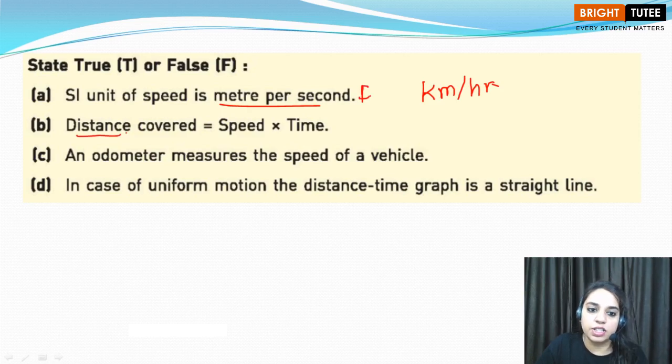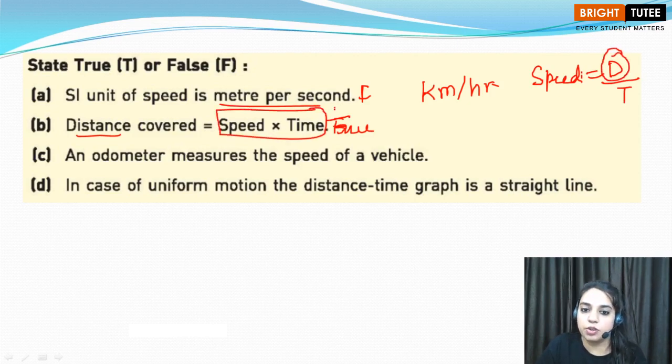Then children, distance covered is equal to speed multiplied by time. This is true. Why children? Because we know the formula of speed, which is distance divided by time. So now if you have to calculate the distance, you will have to multiply speed with time. So this is true.